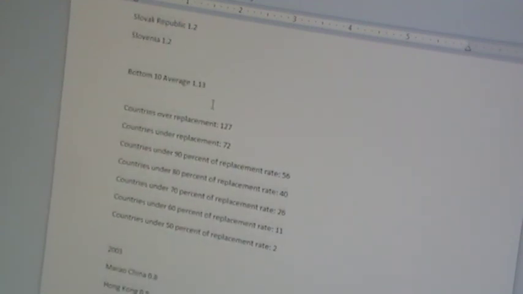So I wouldn't be surprised if eventually a light goes on with one of these North Koreans higher up in power and says, maybe we should have more kids. One that's not afraid of getting shot in the head for going against the country's policy in any way, shape, or form. Okay. Bottom 10 average is 1.13.